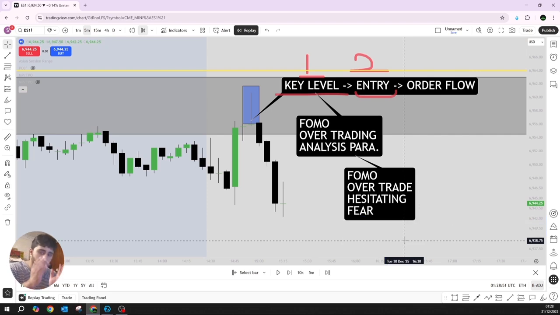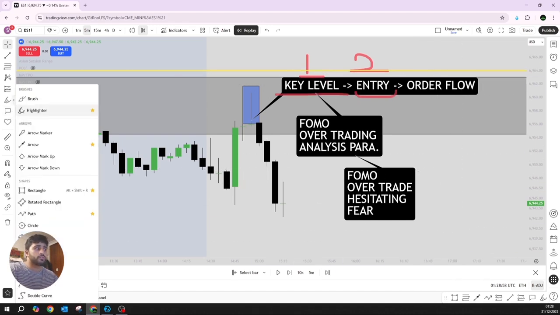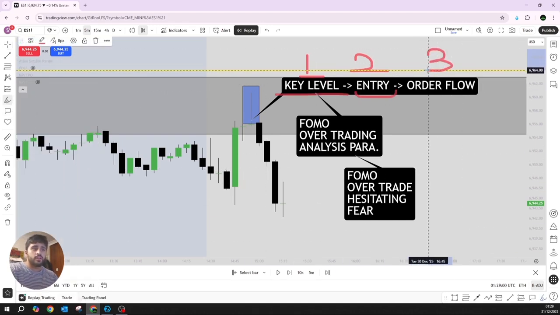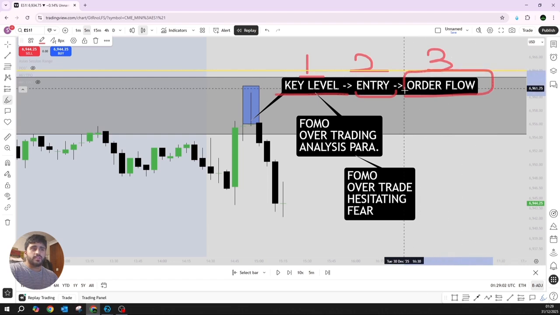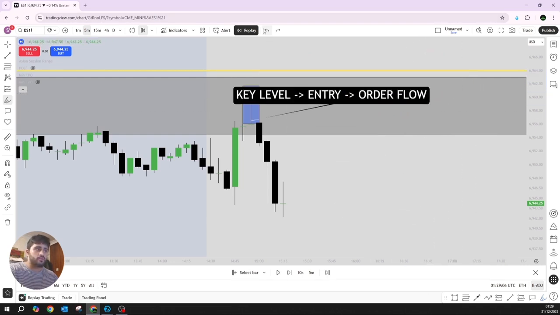So you need to have context whenever you take a trade. The context leads on to why you're actually taking a trade. Without order flow, you don't have a trade. You need to understand fundamentally what's going on inside of your key level. There's no two ways around that.